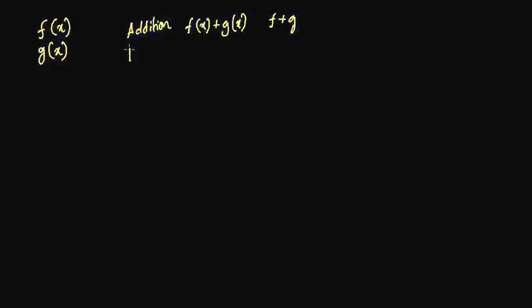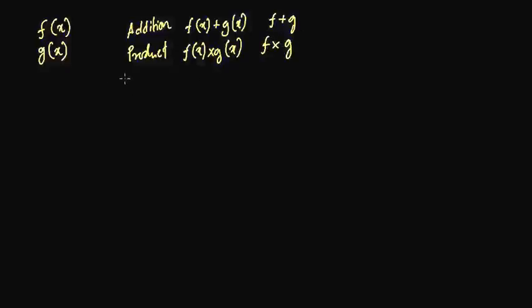If you have a function like f(x) and you have a function like g(x), we could do operations like addition. So f(x) plus g(x), which can be written as f plus g. We can do product, which is f(x) multiplied by g(x), which can be written as f times g.